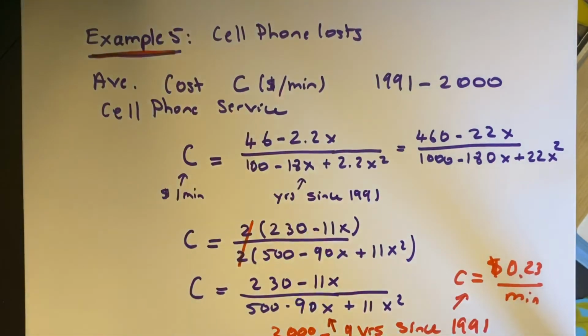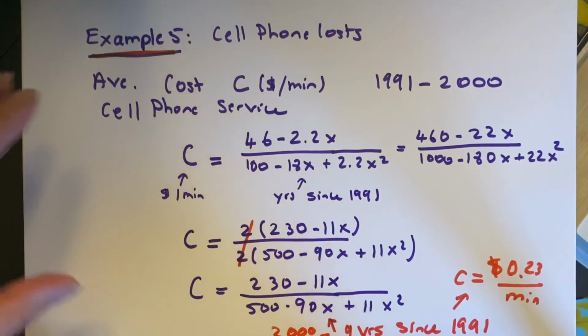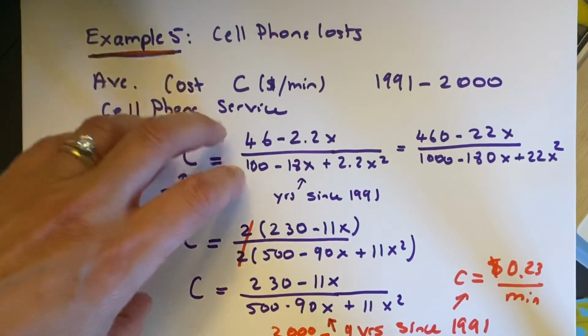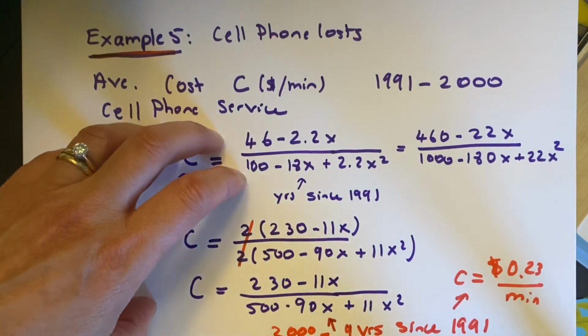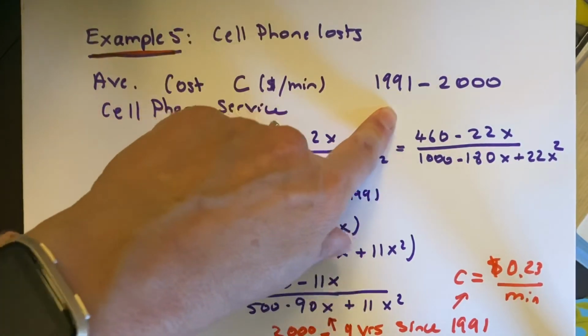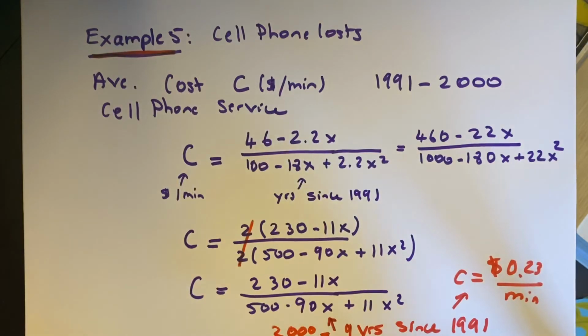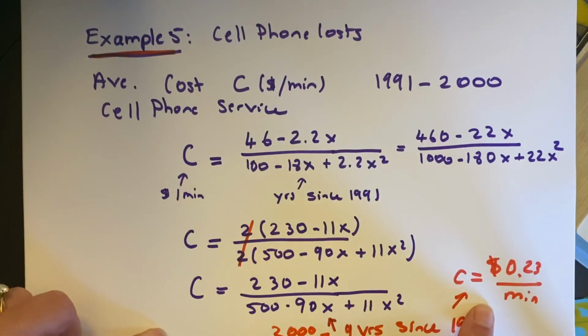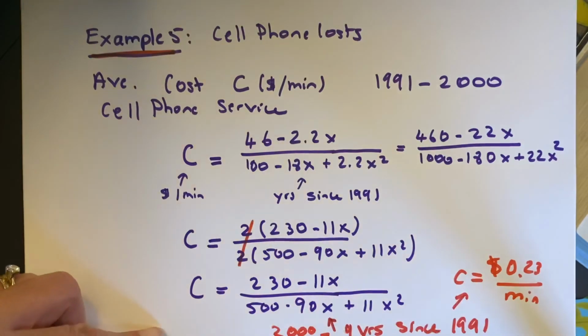Okay, so that was just a quick run through the word problem. It essentially was really more about understanding the problem, simplifying it, understanding that x is the number of years since 1991, and so in the year 2000, you would figure, oh, that's 9 years since 1991. Plug that in, and you would get a cost of 23 cents a minute. That's all for example 5.